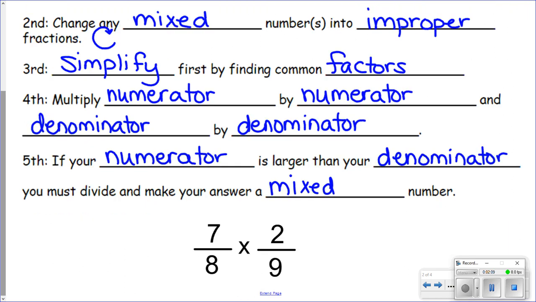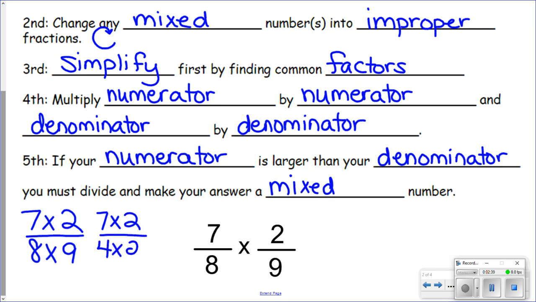Okay, so 7/8 times 2/9 does not have any whole numbers. There are no mixed numbers to change. So at this point, we're already at step 3, and we're going to simplify first by finding common factors. So this would be 7 times 2, 8 times 9. 7 times 2 can stay the same. 8 times 9 can be broken down. So 7 times 2 over 4 times 2 times 3 times 3.